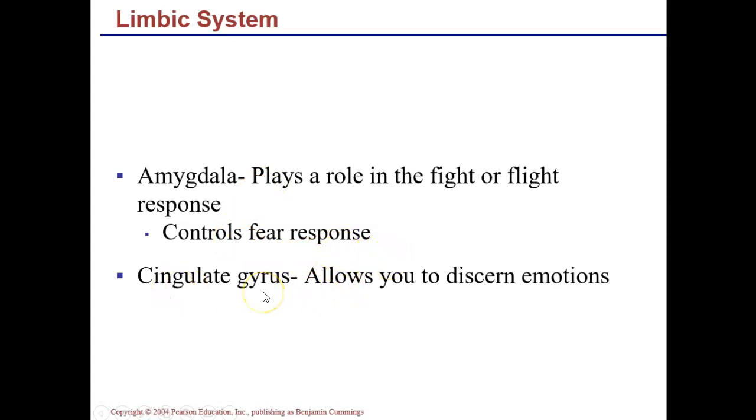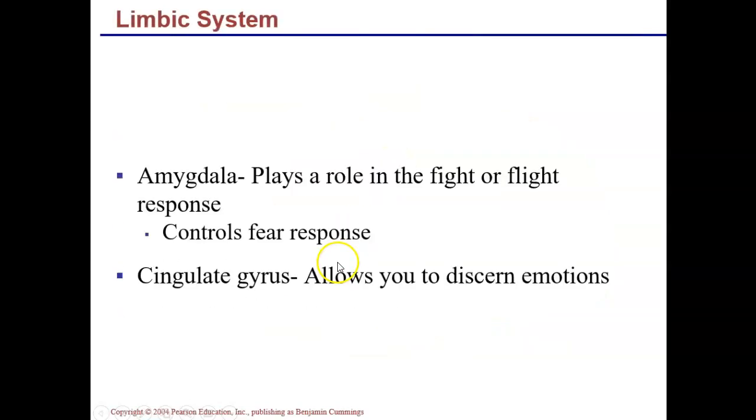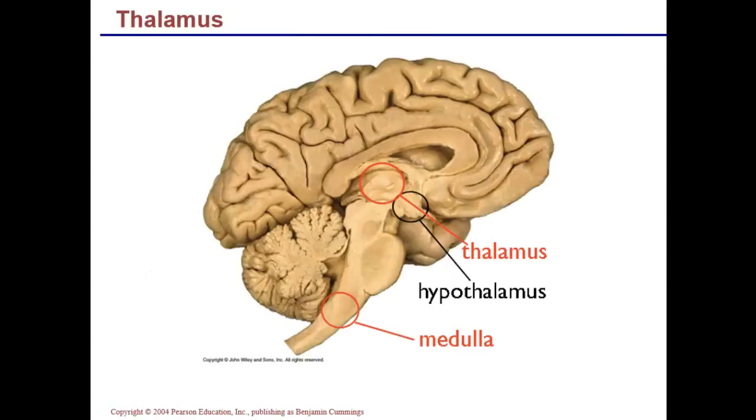The cingulate gyrus, let's go back to this. The cingulate gyrus is this portion right here, above the corpus callosum. One of the functions of the cingulate gyrus is that it's part of the limbic system that allows you to discern emotions. Let's look at some other areas.